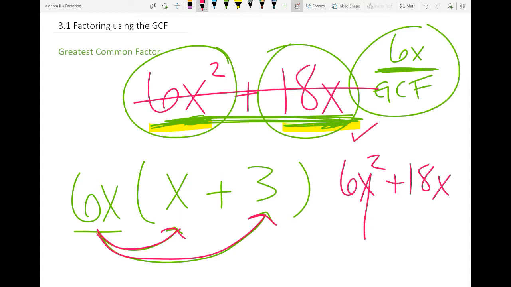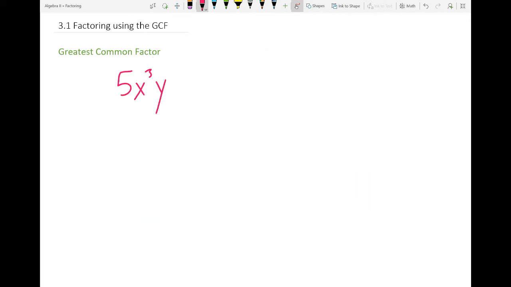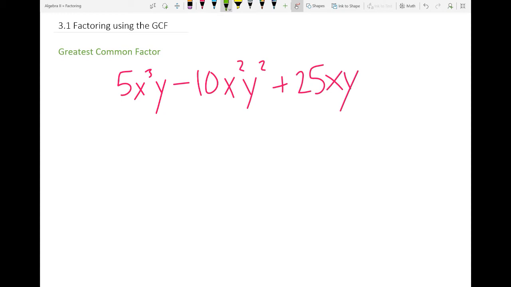Let's do one more. Okay, 5x cubed y minus 10x squared y squared plus 25xy. Okay, 3 terms, and there are 2 variables here. So it's a little bit tougher, but not a lot. We still need to find that GCF, greatest common factor. This time we have 3 numbers, so we need to find it between 5, 10, and 25. So that GCF would be 5.